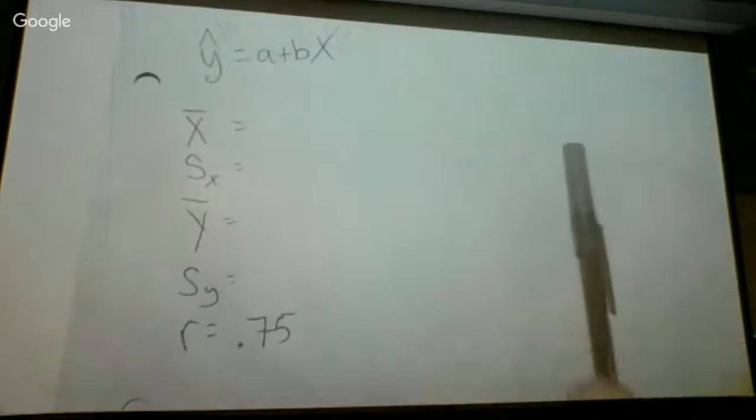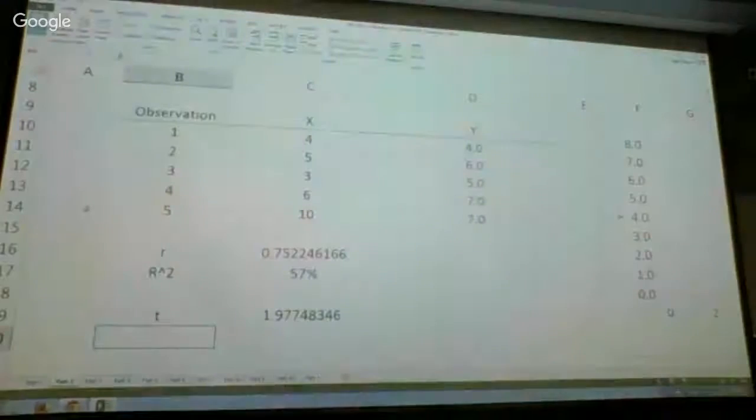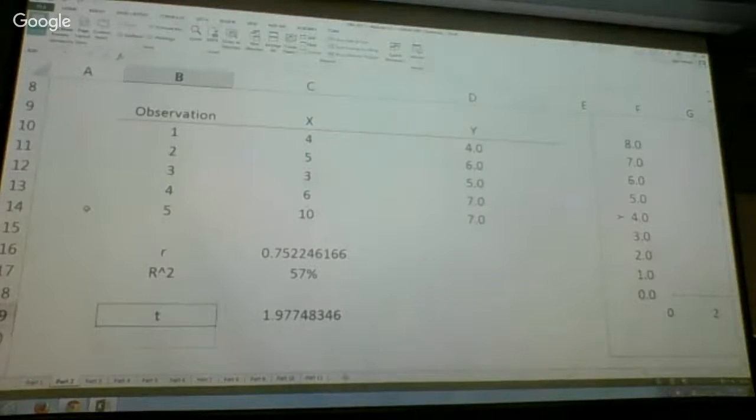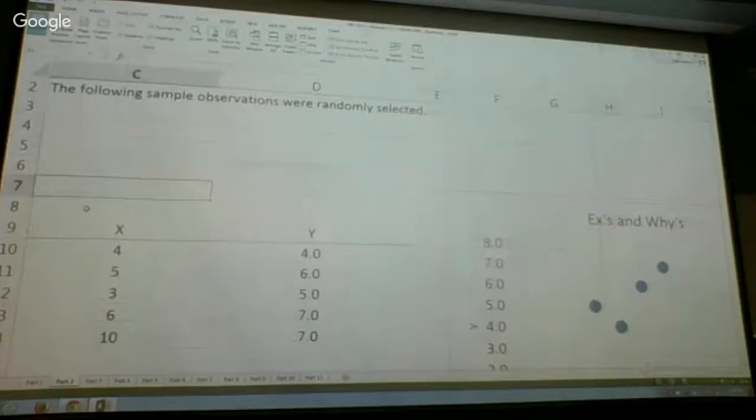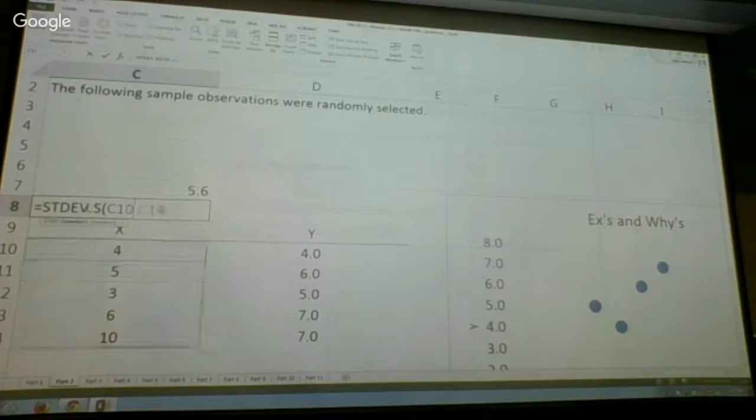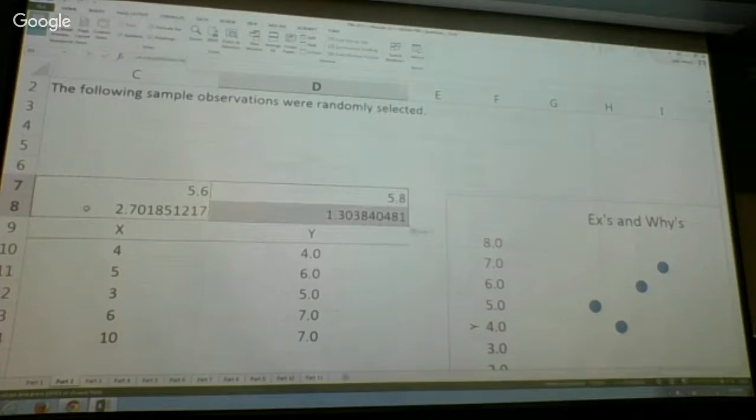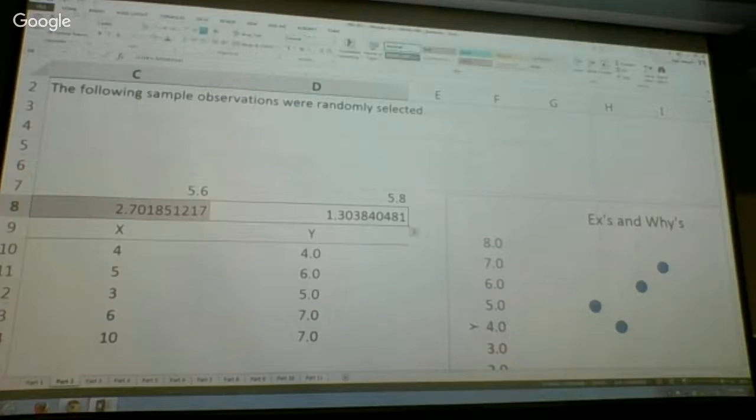I got to calculate those things from here. So I want to take the average of those numbers, and I want to take the standard deviation of those numbers. Use Excel because it's quick. Now we've got inputs.